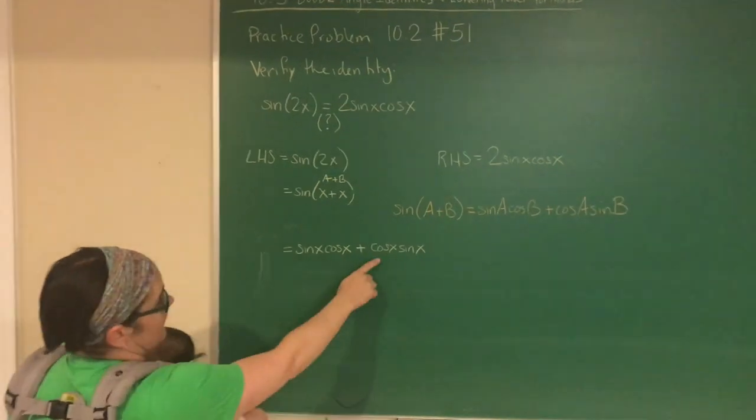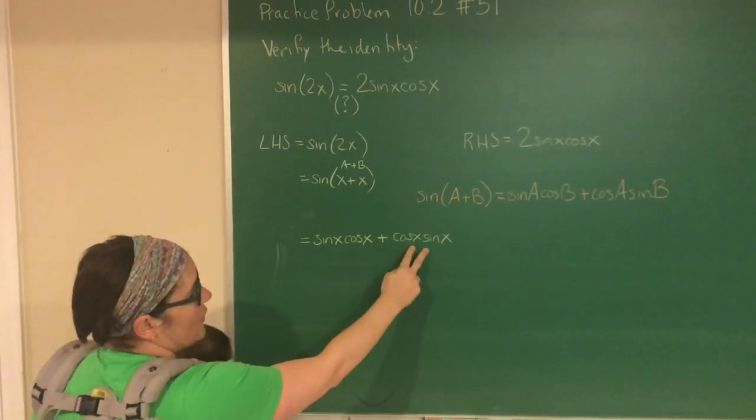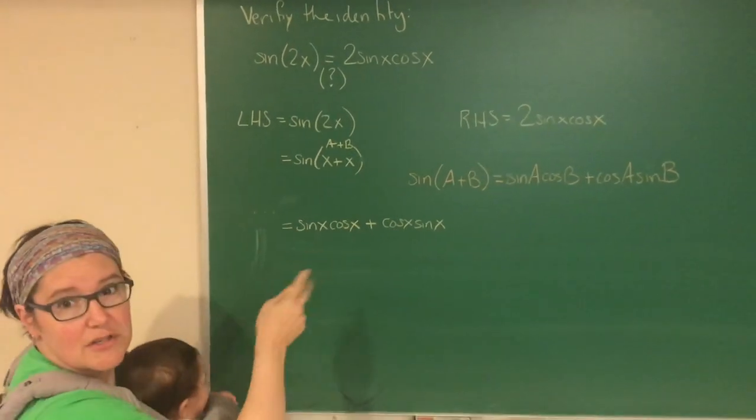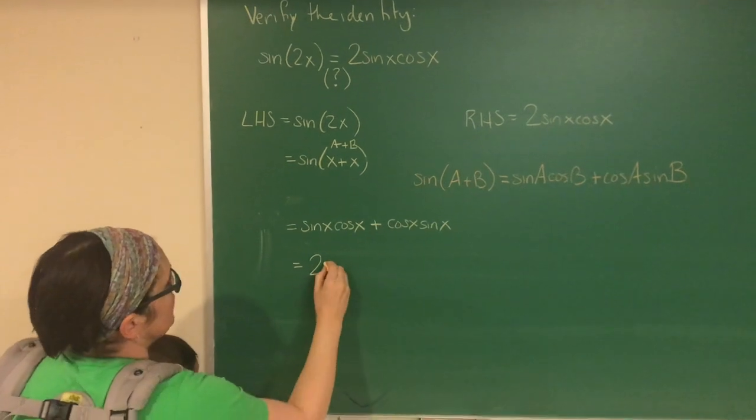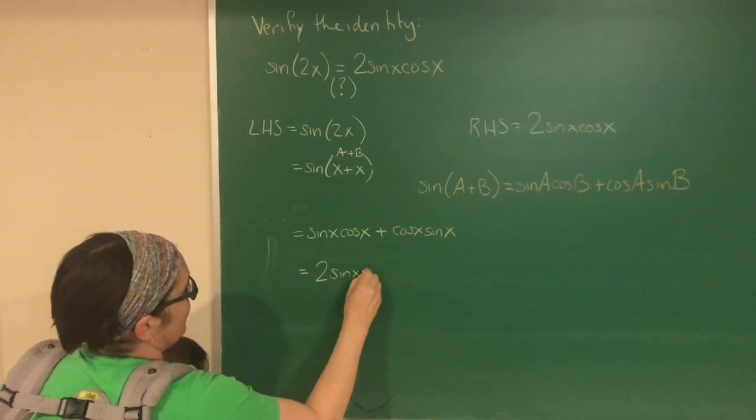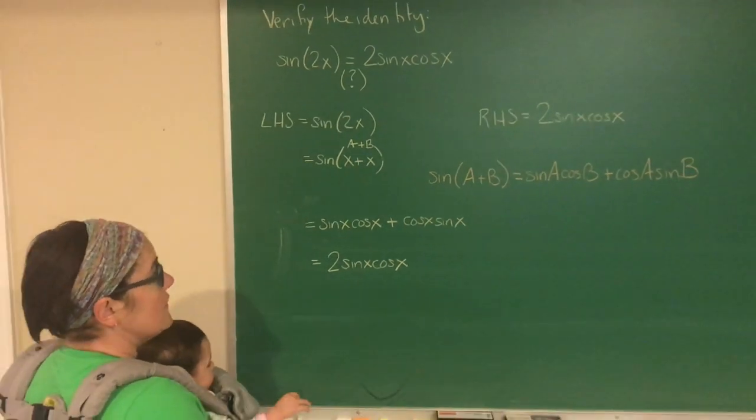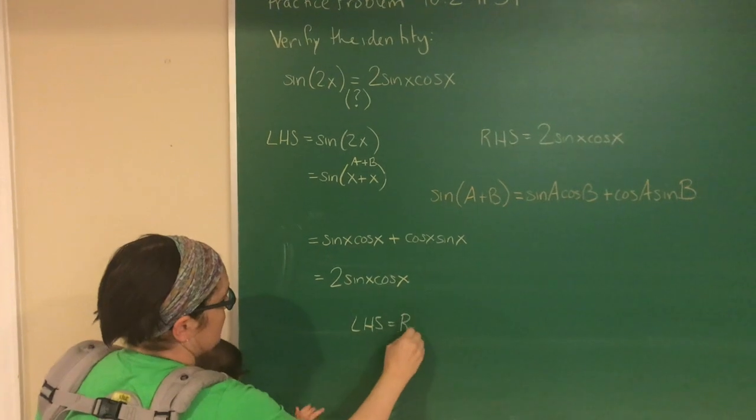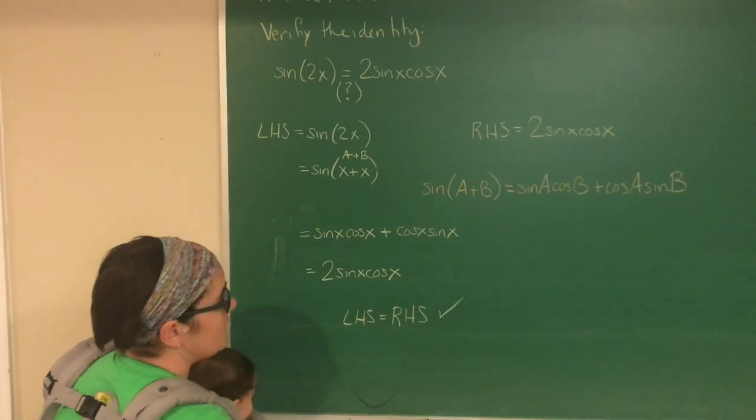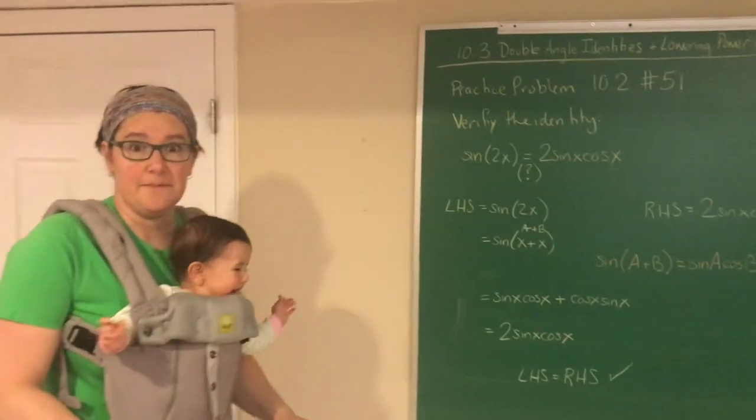Now when I look at this, I notice I have sine of x times cosine of x, and both of these terms are actually the same, just in a different order. So what I really have here is 2 of these sine of x times cosine of x terms. This tells me that my left-hand side is equal to my right-hand side. So we have just verified this identity.